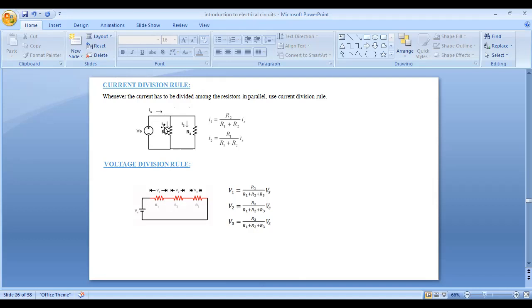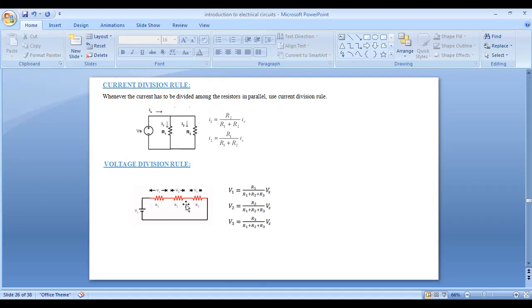So if you want to find the current across each resistor, then to find I1 and I2, we use the current division rule. The current division rule is total current into opposite branch resistor by sum of the resistors. So if you want to find the current I1, the total current is Is, and opposite to this I1 current, we have the resistor R2. So I1 is equal to Is into R2 by R1 plus R2. Similarly, if you want to find the current through resistor R2, I2 is equal to total current Is into opposite branch resistor, that is R1 by R1 plus R2. So this is about the current division rule.